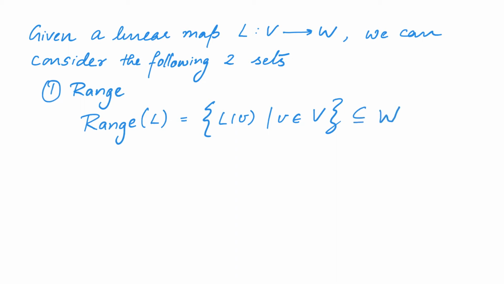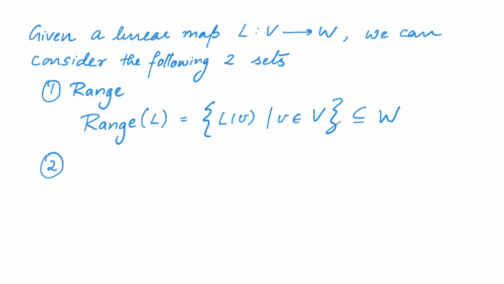We are also somewhat familiar with the importance of range. When the range is equal to the codomain, then we give a special name for such functions. Such functions are called surjective functions or onto functions. Now, what makes it even more interesting in this case is that range of L has a linear structure. In other words, range of L is a subspace of W. And that makes it even more interesting.